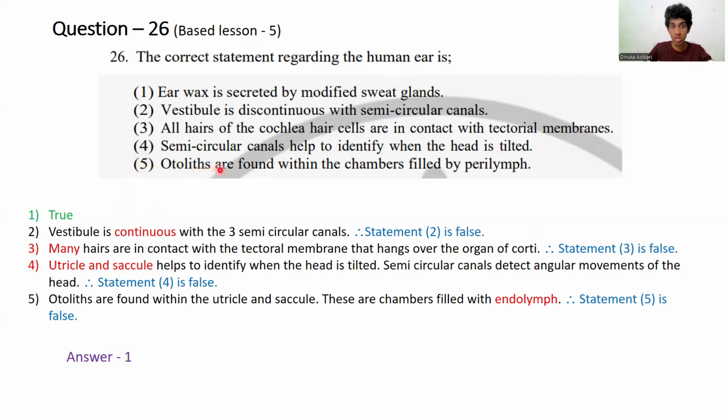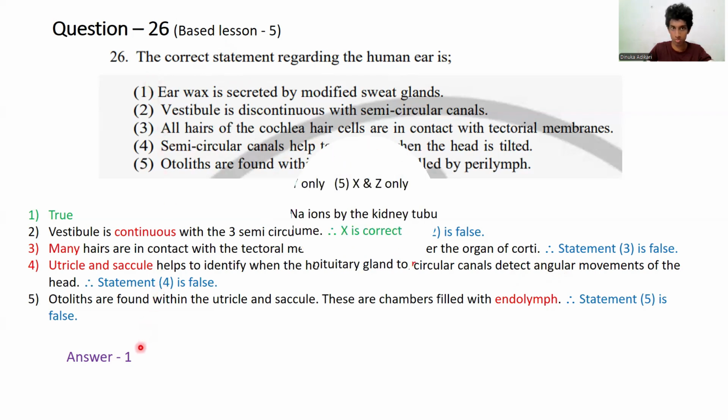5. Otoliths are found within the chambers filled with perilymph. No, that is also false because otoliths are found within the utricle and saccule. Utricle and saccule are chambers filled with endolymph. Therefore, statement 5 is false. So the correct statement is the first one. So the correct answer is 1.